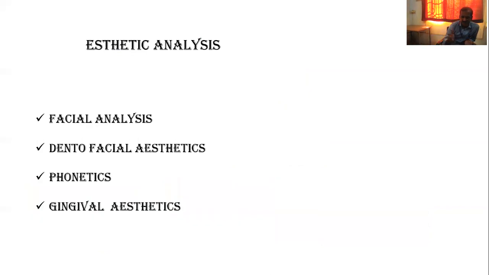Now, when you speak about these aesthetics, why should you really bother about these things? It will have a psychosocial impact. The general well-being of the patient will be affected if these things are not taken care of properly. Basically, you should look for the smile line, look for the tooth position, and then see for any appearance of the gums when the patient is smiling.